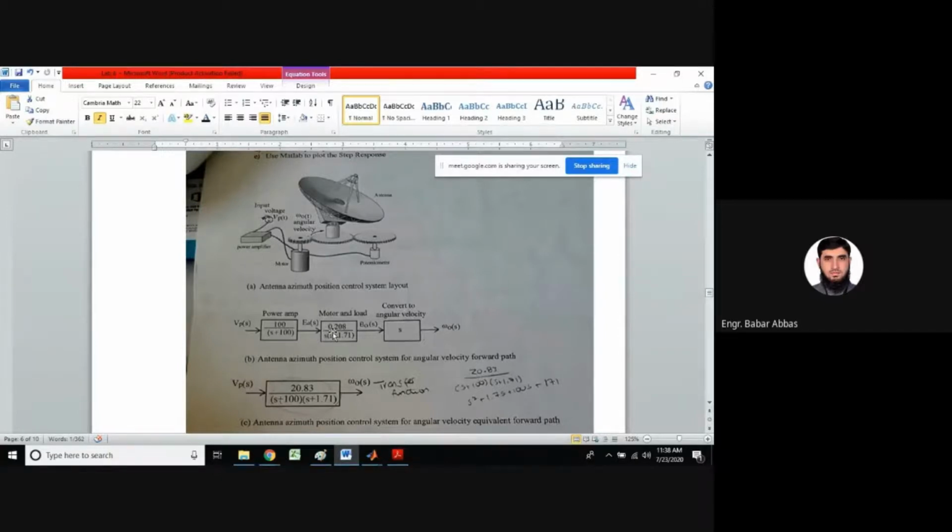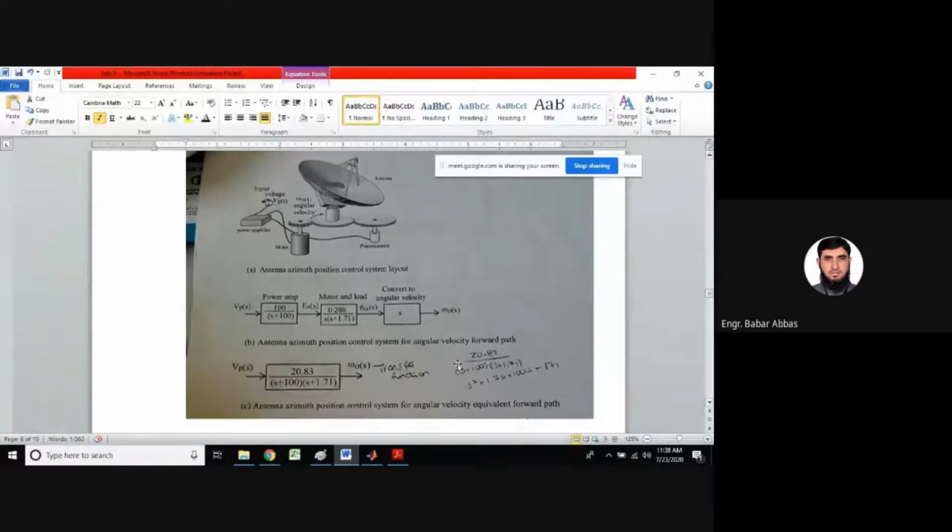So that is the motor, and the motor transfer function is given here, that is 0.208 divided by s times s plus 1.71, followed by the converter. So the whole transfer function of these three blocks is 20.83 divided by s squared plus 101.71 s plus 171. This is the transfer function. What is the input to the transfer function? The input is voltage, and the output is the rotation of the motor, because this is the position control system example.